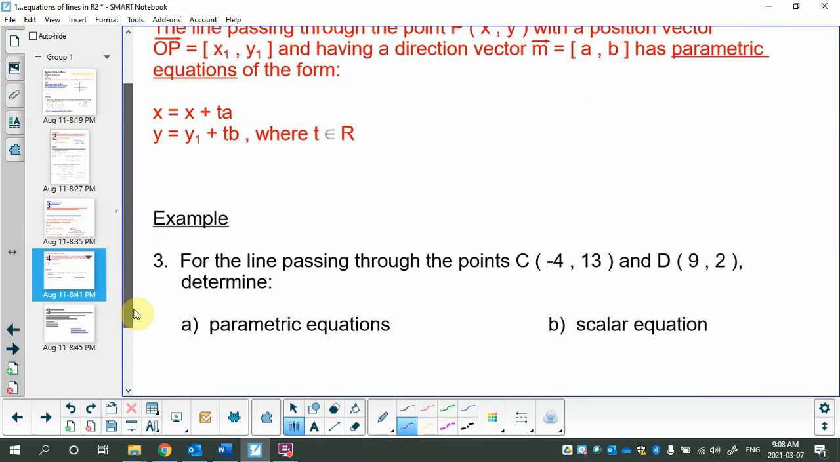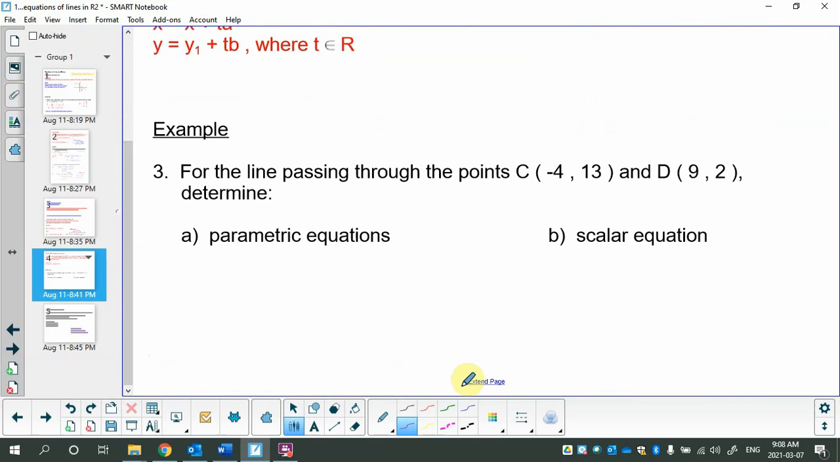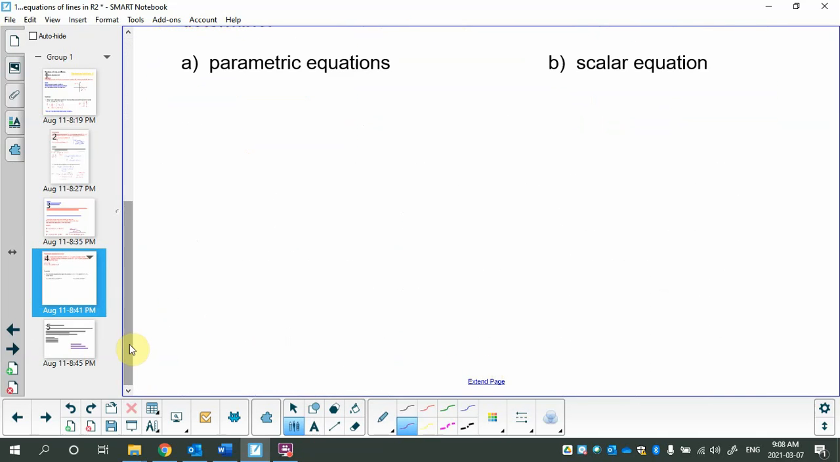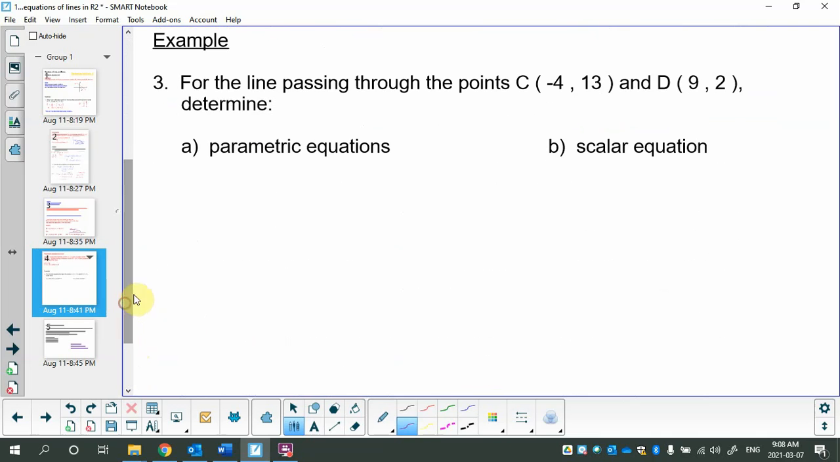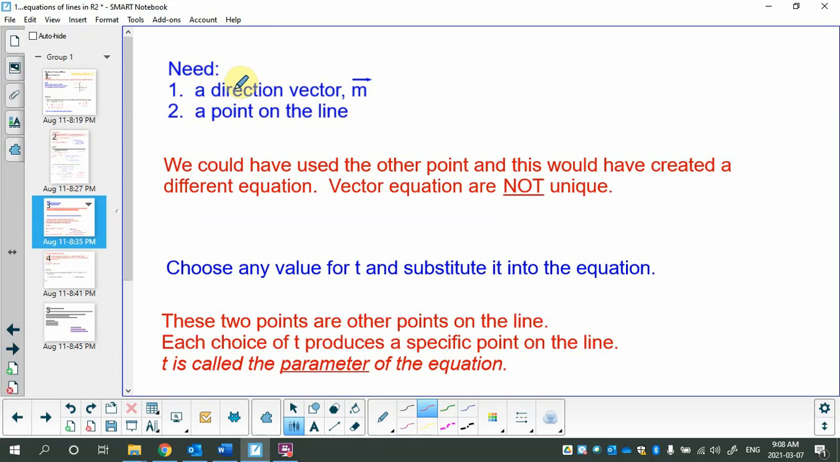So, question 3. For the line passing through the points C(-4, 13) and D(9, 2), determine parametric equations. I'm going to pretend this isn't here for a minute, and concentrate on parametric equations. The first thing I have to do is find myself a direction vector, because if I go back to here, it says we need a direction vector and a point on the line.